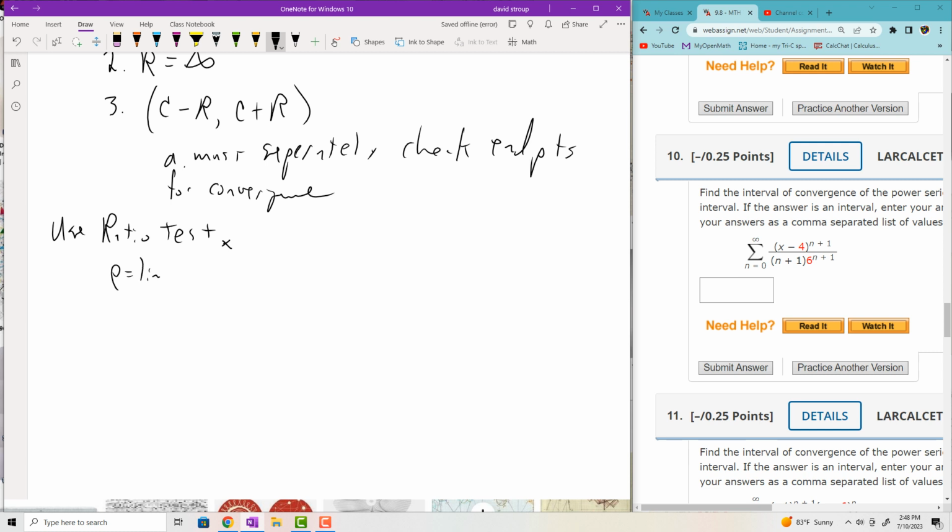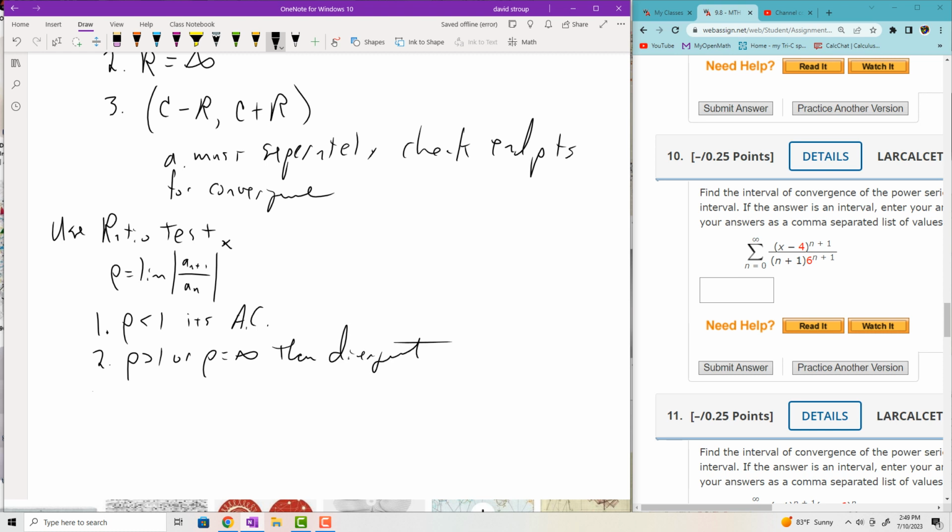We are going to produce this limit, rho, which is the ratio of the a sub n plus first expression divided by the a sub n expression. And then depending on that value, first, if rho is less than 1, it's absolutely convergent. Second, if rho is greater than 1 or rho equals infinity, then it's divergent. And then thirdly, if rho is equal to 1, which is what happens at the endpoints of intervals, then it's inconclusive and you have to go to the other tests.